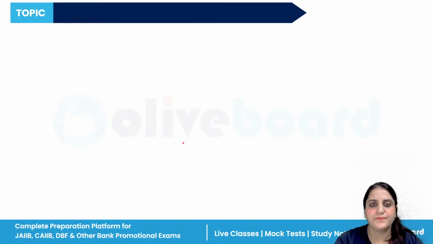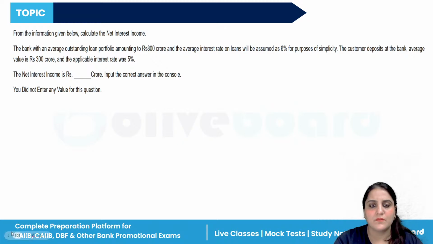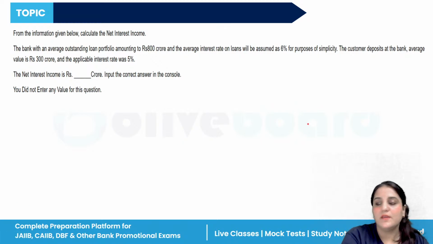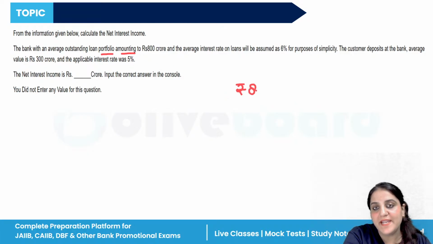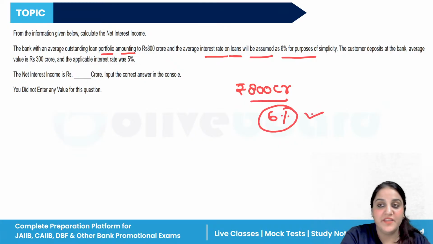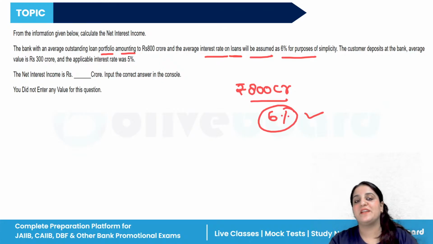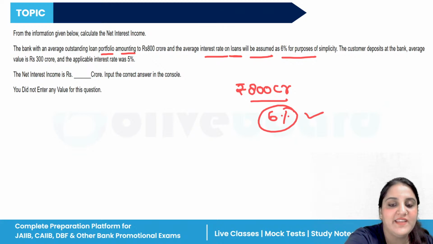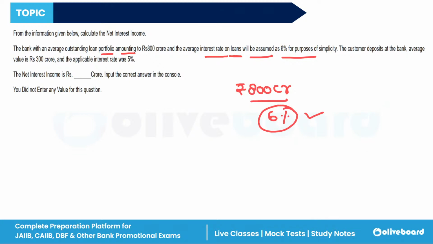Next question. The question is saying the bank is with average outstanding loan portfolio amounting rupees 800 crore, and the average interest rate on loans will be assumed at 6% for the purpose of simplicity. The customer deposit at the bank average value is rupees 300 crore. Applicable interest rate was 5%. Now find the net interest income here.